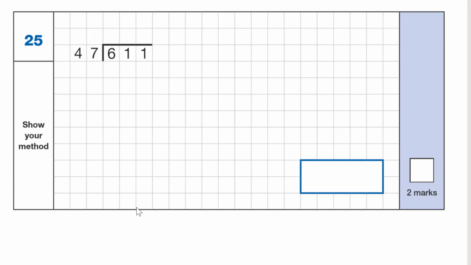Question 25, 611 divided by 47. It's been written in the bus stop, so it's showing you that you do need to use this method. Now this is long division because this number, 47, you probably don't know your 47 times tables, so it is long division. Now long division is an important skill to master.